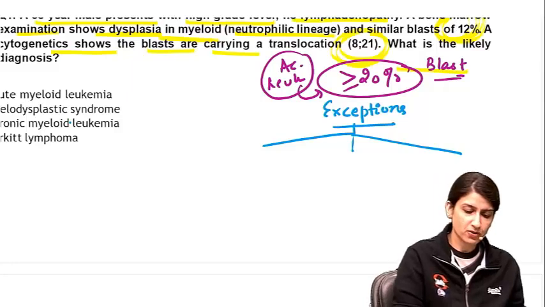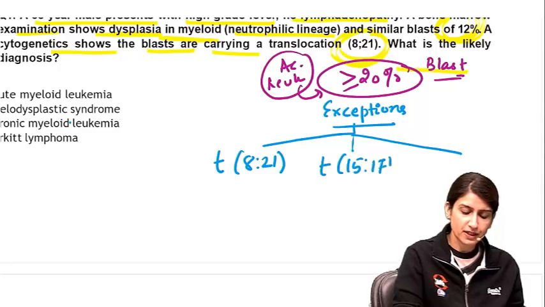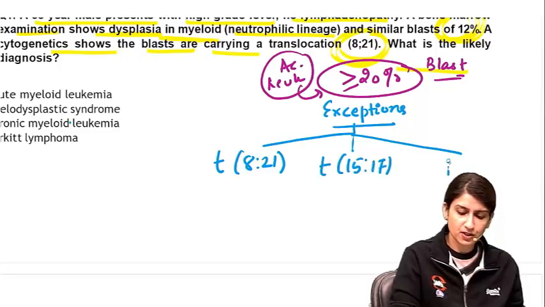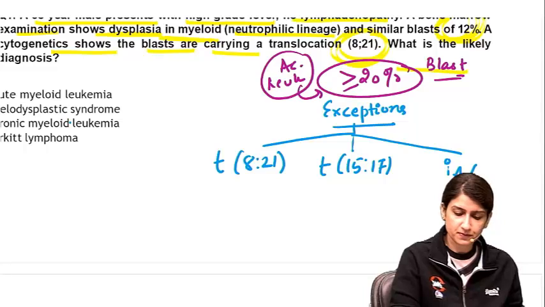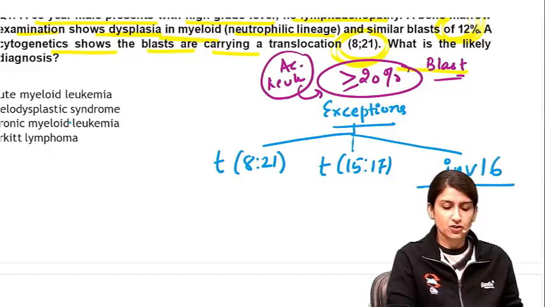Number 1, translocation 8;21, translocation 15;17, and inversion 16. So these are the exceptions.